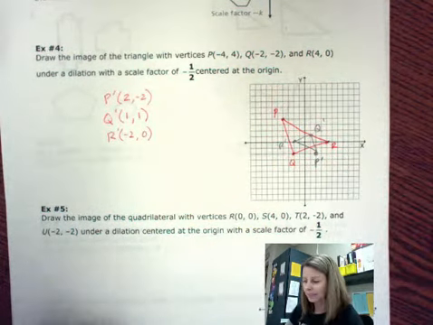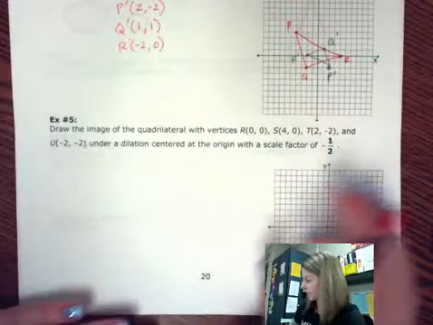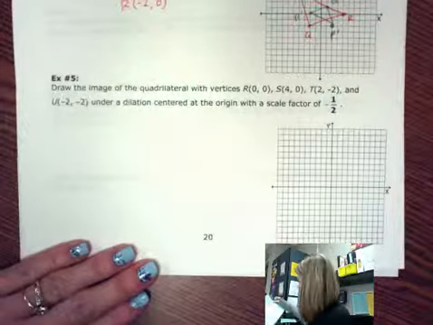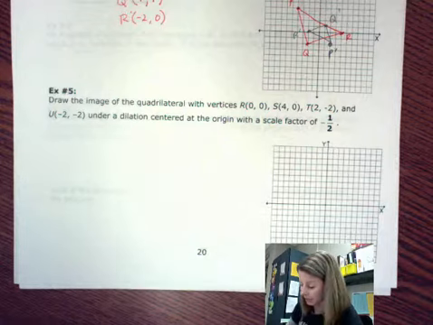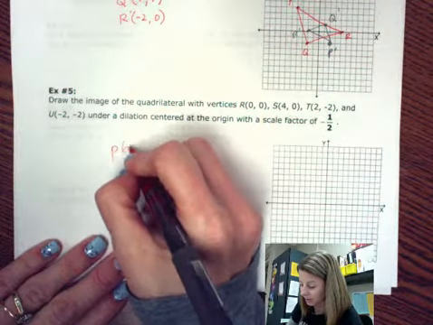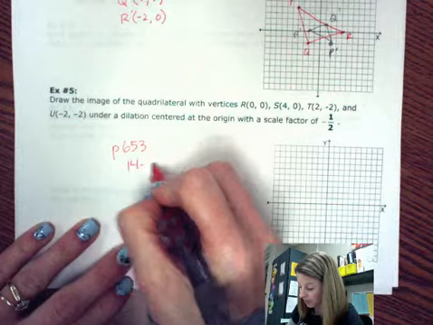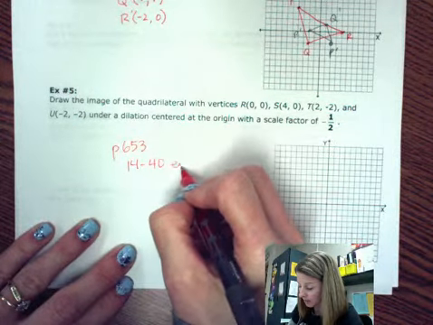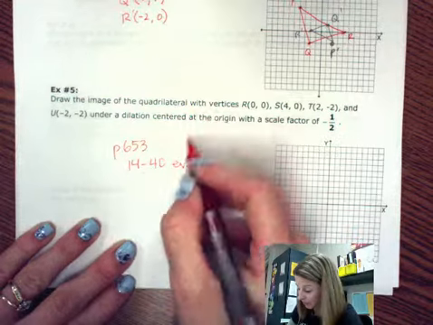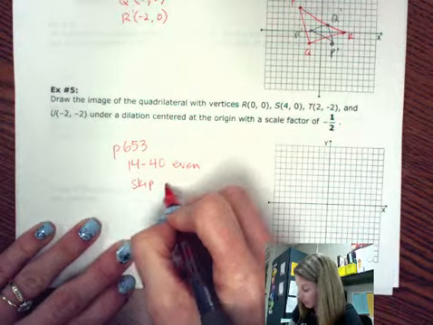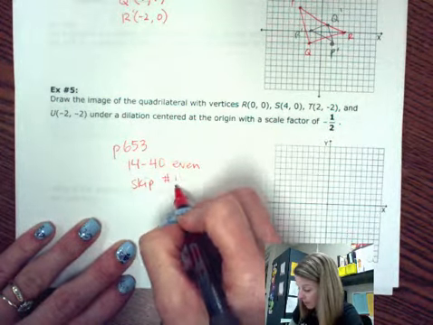Okay, I'm going to skip this last example. Let me go ahead and write your assignment here. You are going to be out of the book today, so you're going to be on page 653. I'm going to have you look at numbers 14 through 40 evens, but let's skip a couple of them. I want you to skip number 18 and number 28.